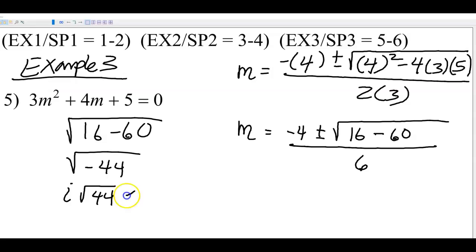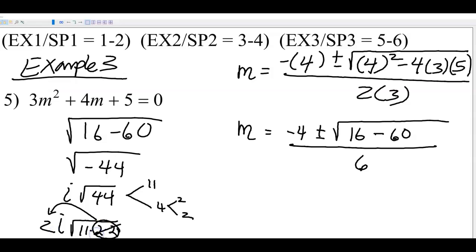Okay? So what times what makes 44? 11 and 4. And then 4 is 2 times 2, right? So I've got I is 11 times 2 times 2. And do we have our turtles? There they are. We're going to take that 2 out to the front, cross that off. So it's 2I square root 11. So it's literally the same with these negative square roots. You've got to remember to put the I out there.